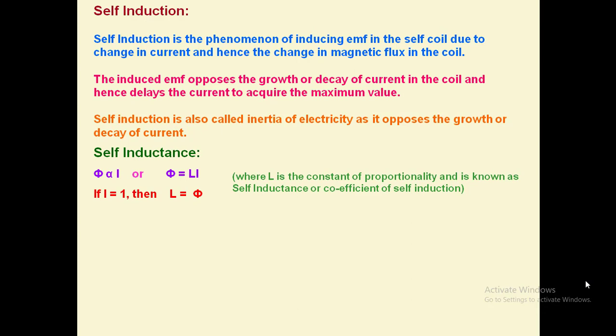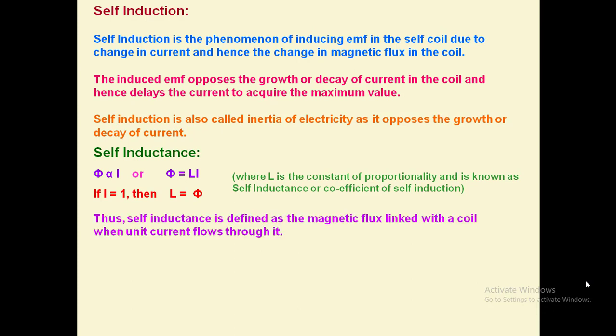Now, if current is equal to 1, that means if the amount of current passing through the coil is 1 ampere, then you're going to have the equation as L is equal to phi, which is nothing but the flux. So self-inductance is nothing but the flux itself. So we can define self-inductance as the magnetic flux linked with a coil when unit current flows through it. So whenever unit current flows through a coil, the magnetic flux linked with the coil itself is called self-inductance.